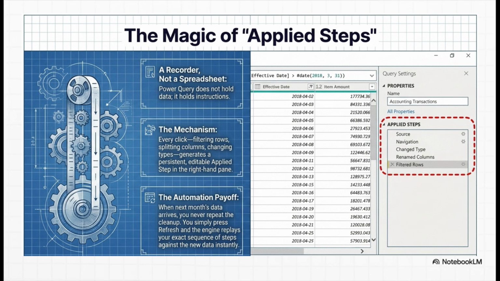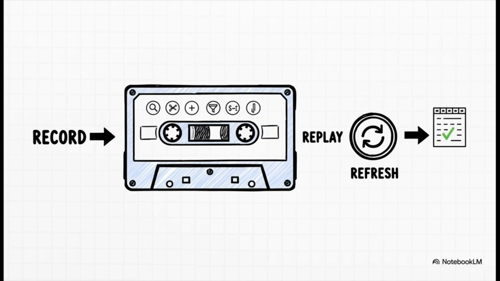Think of Power Query like a tape recorder. Every single thing you do in the editor, every filter you apply, every column you remove, every data type you change, it's recorded as a step in that list. So what happens next month when you get the new data file? You don't have to do any of that work again. You just hit refresh, and Power Query automatically replays every single one of those recorded steps in order. It's incredible. You do the cleaning work one time and never again.